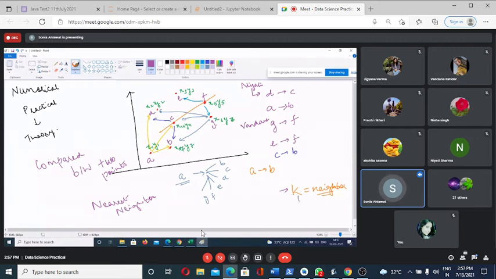For example, if I say I have a value of K equal to 2, इसका मतलब क्या हुआ? K equal to 2 is the number of neighbors that are meant for a particular point. That means now K equal to 2 का मतलब क्या हुआ? A point से ऐसे 2 points निकालने हैं जो उसके immediate neighbor हो सकते हैं, और वो कितने होने चाहिए?